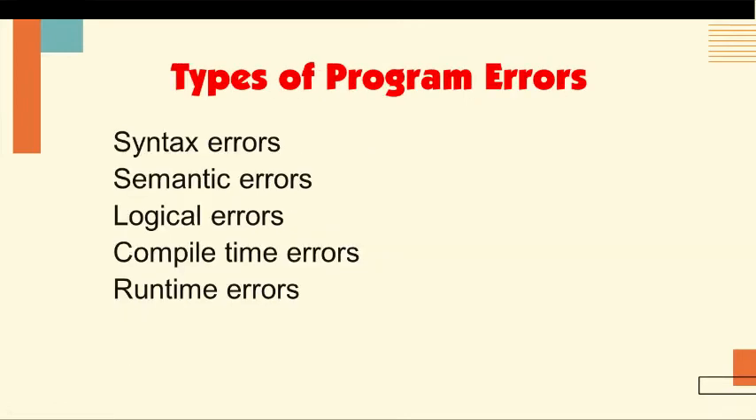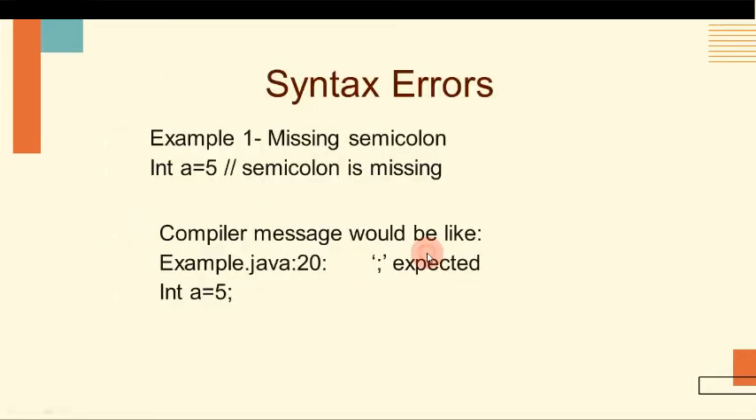Types of program errors. After finishing your program typing, you need to execute the program and get the relevant output. So what are the different kinds of errors that occur during the execution of the program? First one is syntax error, then semantic errors, logical errors, compile time errors and runtime errors. So let us talk about these errors in detail.